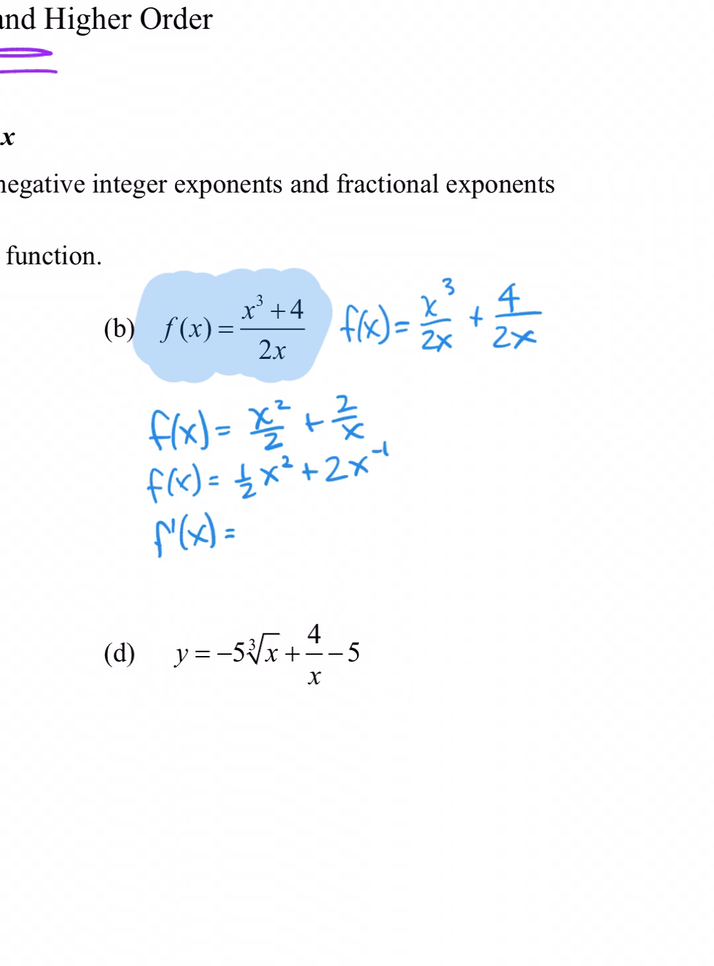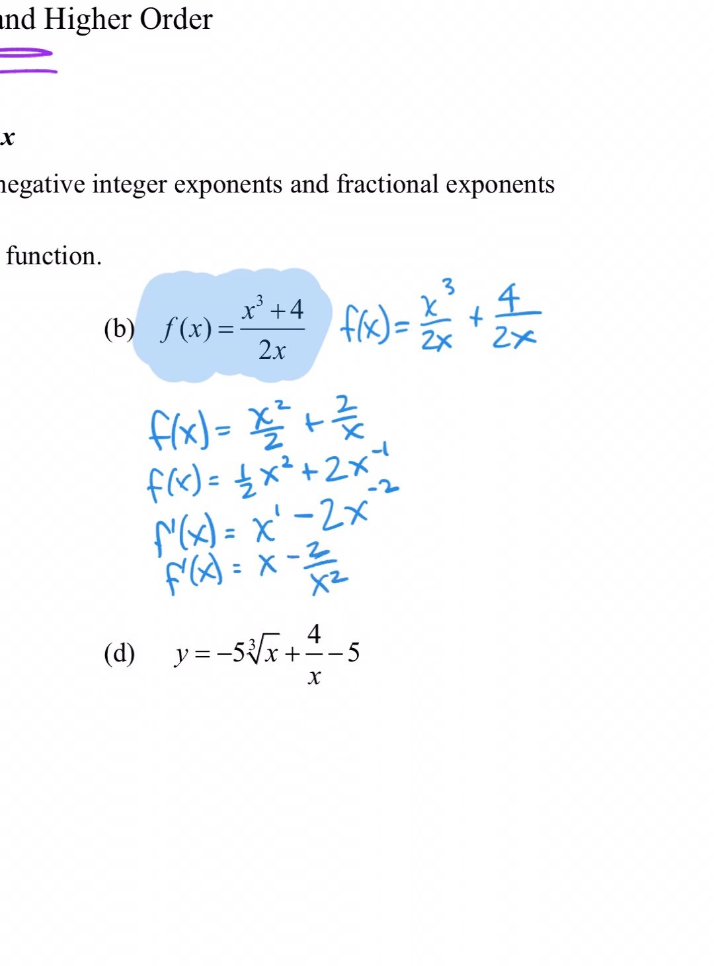Now, when I do the derivative, 2 times 1/2 is 1. Subtract 1 from that exponent gives me a 1. Here, when I multiply the negative 1 times the 2, I get negative 2. And when I subtract 1 from negative 1, I get negative 2. Now, let me clean that up again. So I have x minus 2 over x squared.